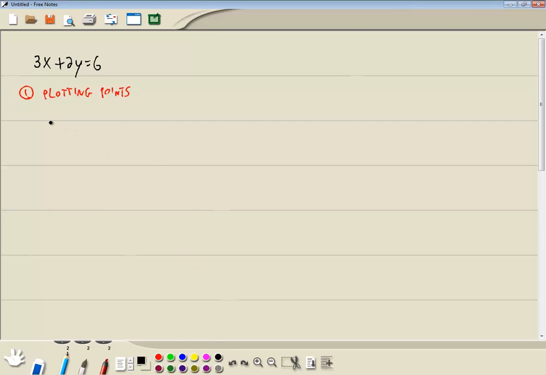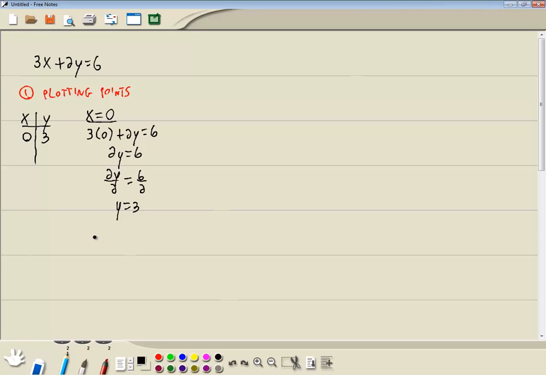Okay, with plotting points, what you do is you pick x values to work with, because we're going to create a t-chart. So, for example, maybe I'll pick x is equal to 0. And then we're going to plug 0 in for the x. So I got 3 times 0 plus 2y is equal to 6. 3 times 0 drops away, so we got 2y is equal to 6. Divide both sides by 2, and we get y is equal to 3. So our first point will be (0, 3).